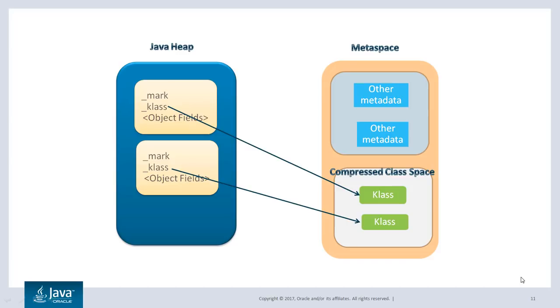When the JVM option compressed class pointers is used, the compressed class space is used to store the class metadata. Objects in the Java heap now have 32-bit class pointers, and they point to the classes in the compressed class space. The metaspace now contains only the other metadata, such as methods, bytecodes, constant pool, etc.